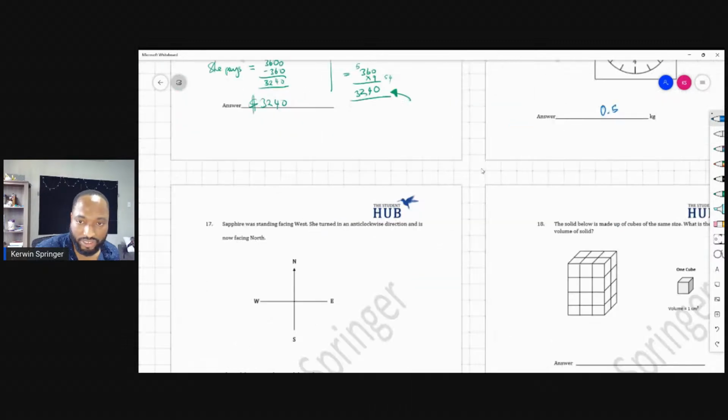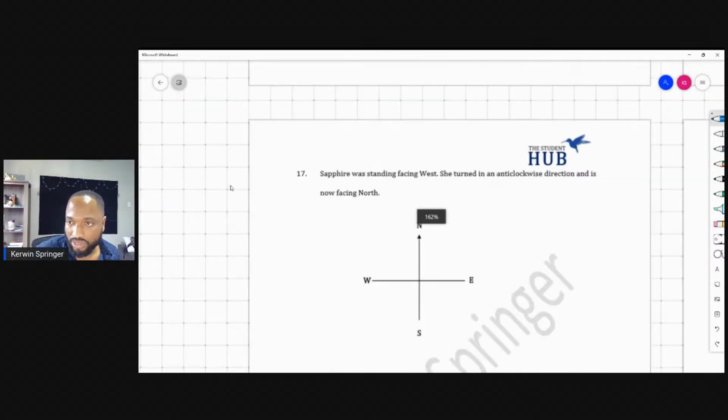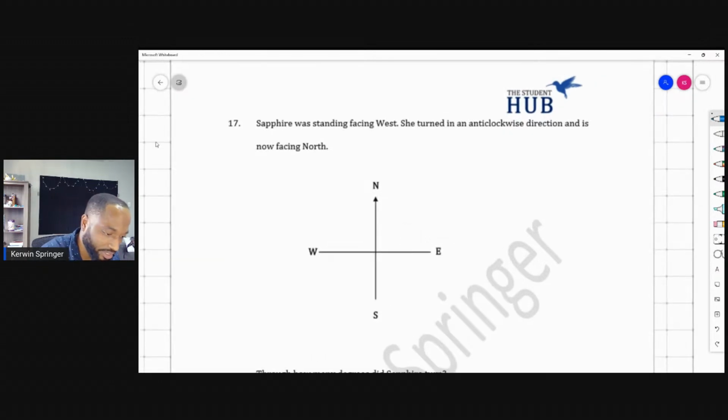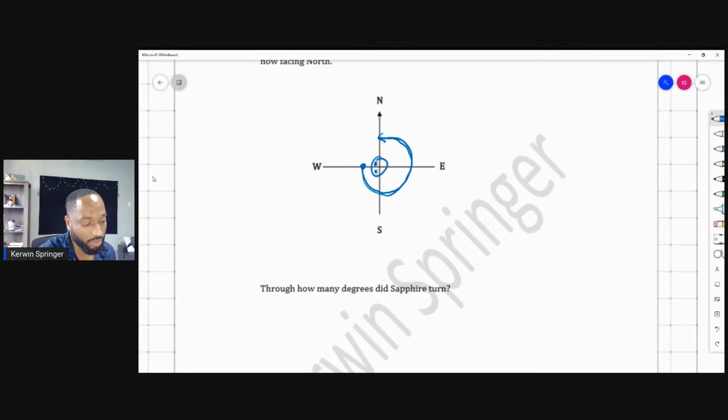Let's go on to number 17. Sophia was facing west. All right, you're facing west. Cool. Everything is all right. She turned anti-clockwise. This way is clockwise because this is the way a clock spins, and this way is anti-clockwise. So she's turning this way and is now facing north. She started facing here, and then she turned all the way around, so that now she is facing here like that. So I guess they want to know how many right angles. Oh no, just through how many degrees.